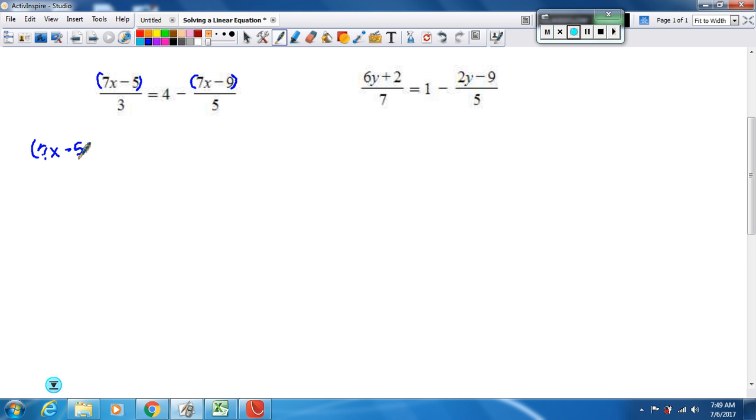7x minus 5. And you make extra long fraction bars. Now this 4, you're just going to leave some space after it. And then you've got 7x minus 9 over 5. Now you made those extra long fraction bars and left the space because that 15 that we talked about earlier, you're going to put that on the top of each, or with each term.